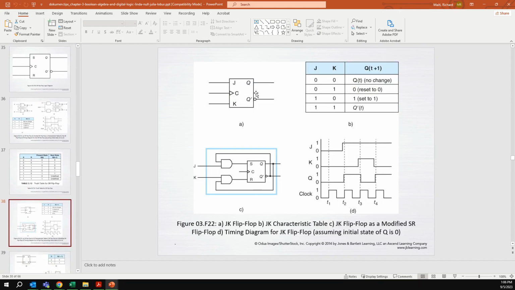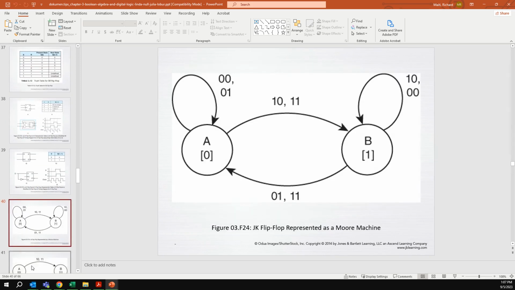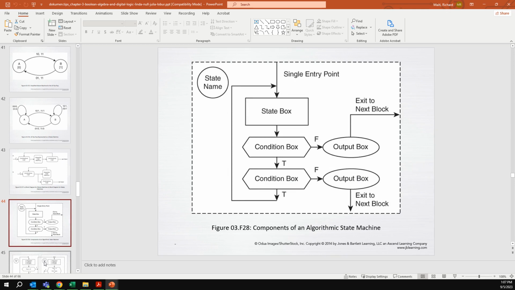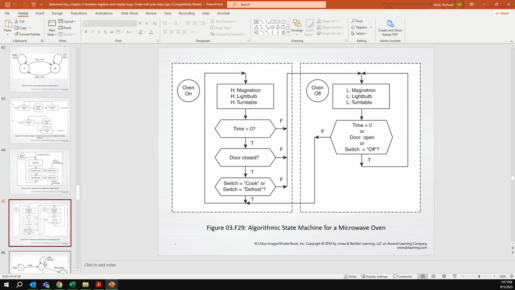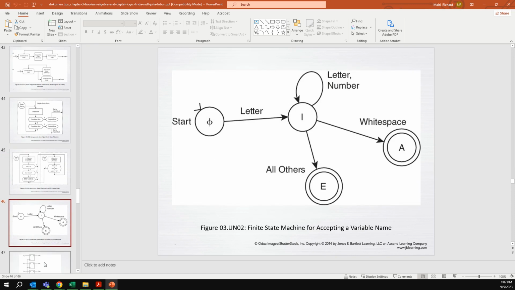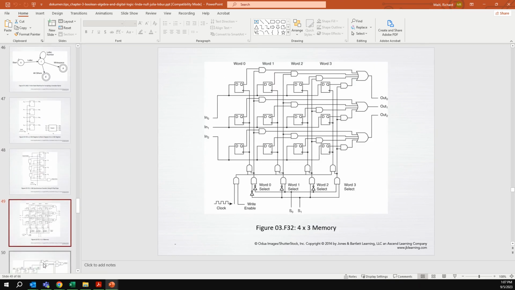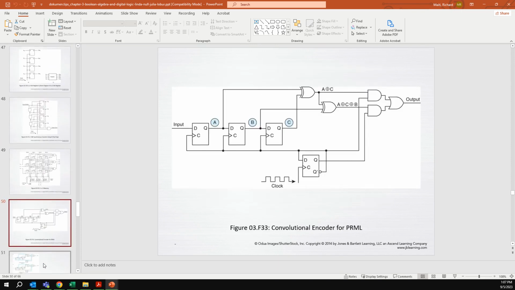Different, JK flip-flop, JK characteristic table, JK flip-flop as modified SR flip-flop. So timing diagram for JK flip-flop. More diagrams into the Moore machine. Conditional algorithm state machines. So this goes into the state machines as well. So JK flip-flop, these are into the more complex diagrams.